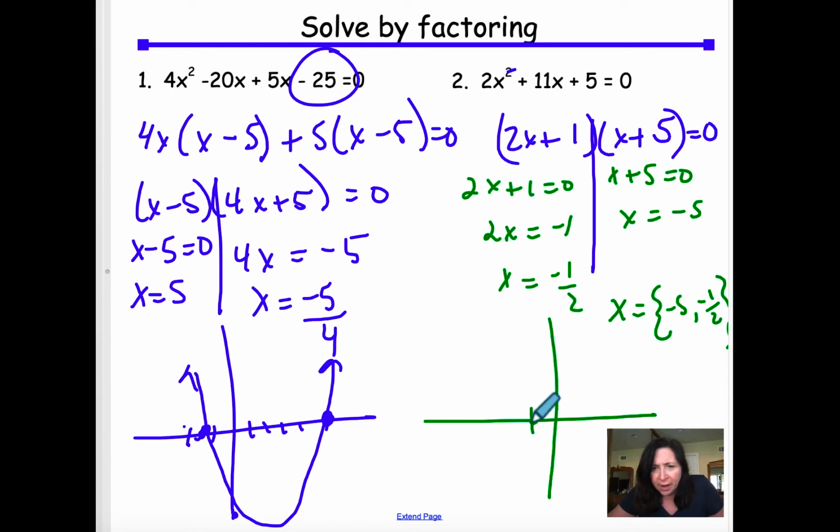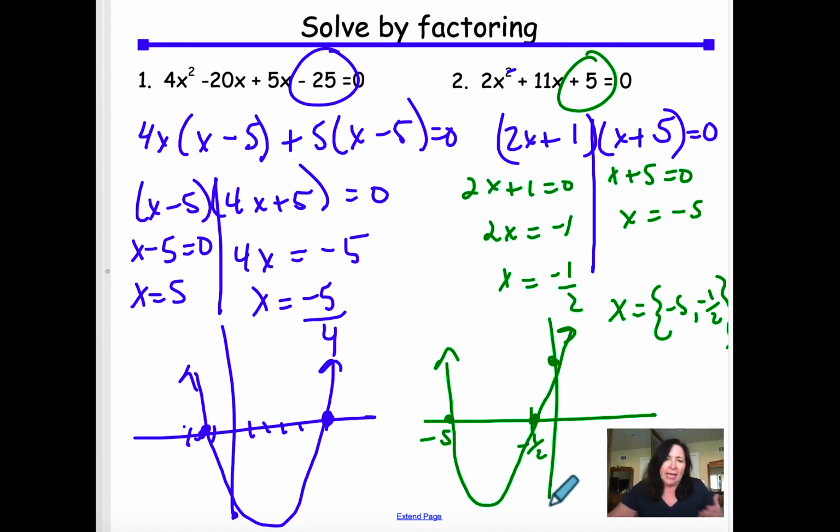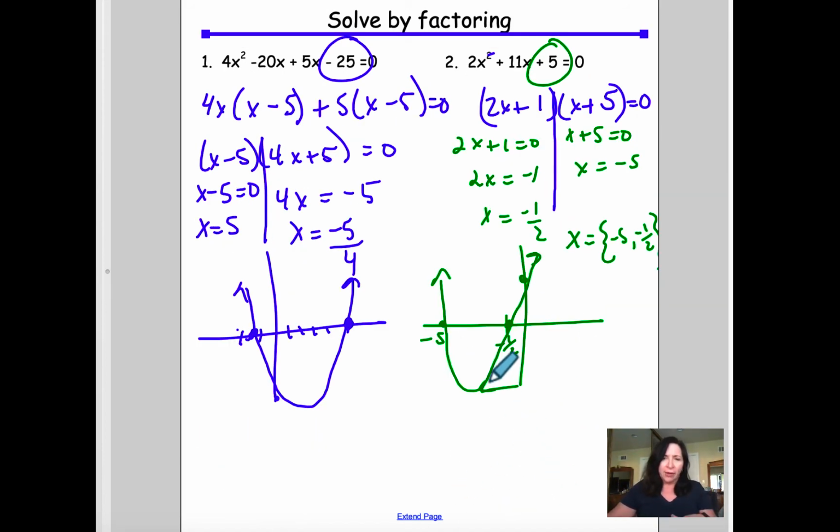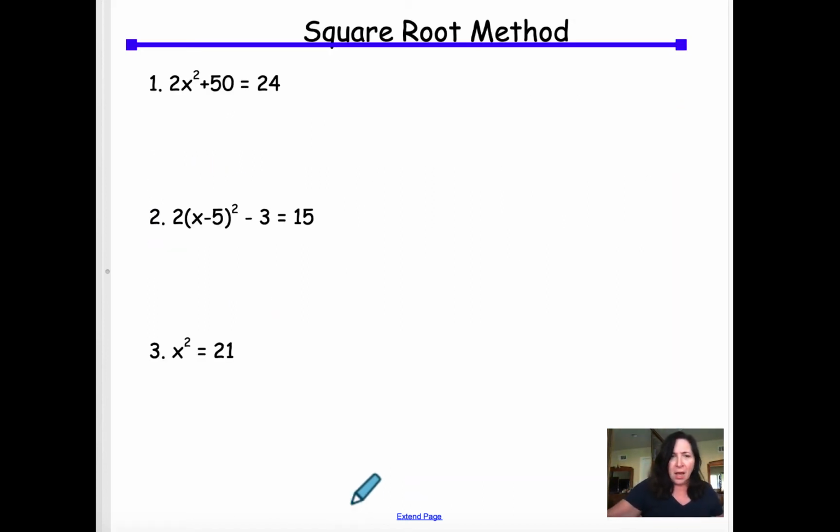So negative 1/2 is here. We'll say that. And then negative 5 is here. My y-intercept is 5, so that's right around there. And my graph is going to look something like that. And that's my minimum. That value down there at the bottom is a minimum. This is also a minimum. It's a maximum when your graph is upside down like that. That's a maximum.